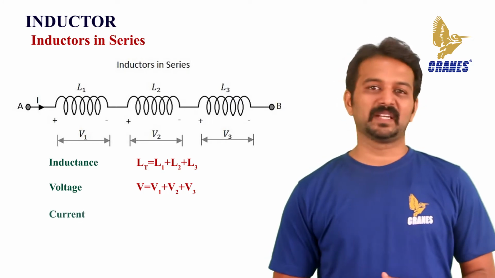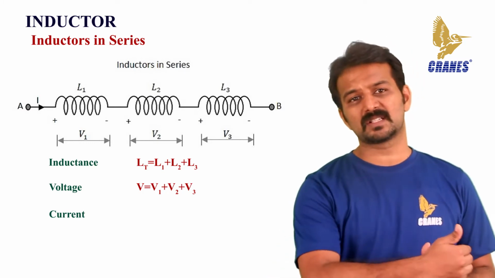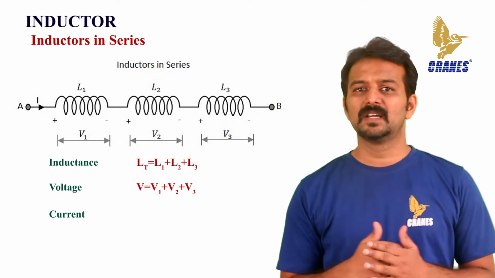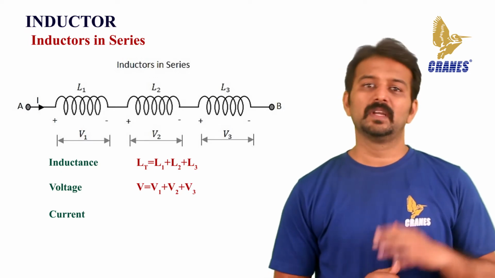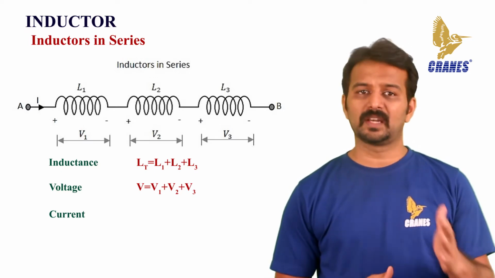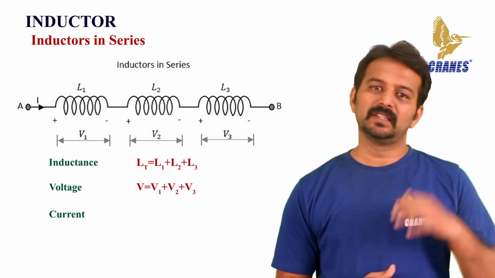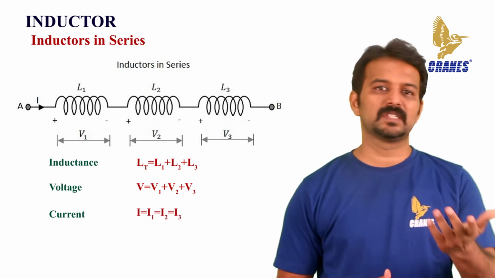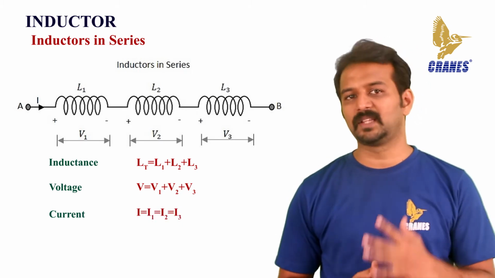Let us now calculate the current. The total amount of current that flows through a set of inductors connected in series is the same at all the points throughout the network. If I1, I2 and I3 are the currents through the inductances L1, L2 and L3 respectively, then the total current is given by I, which is equal to I1, which is the same as I2, which is also the same as I3.